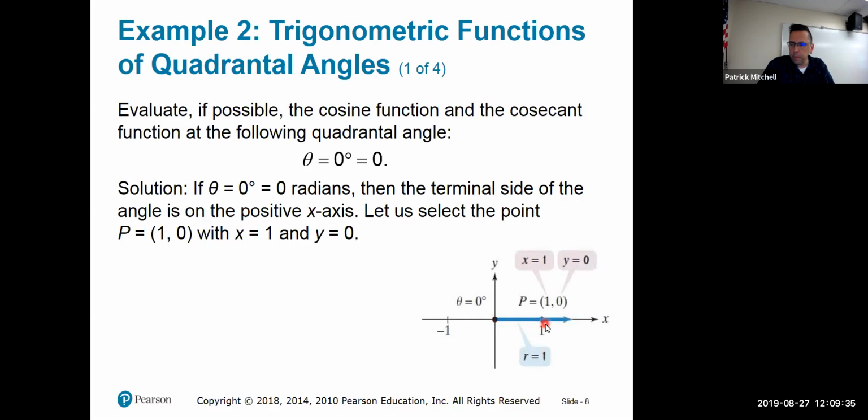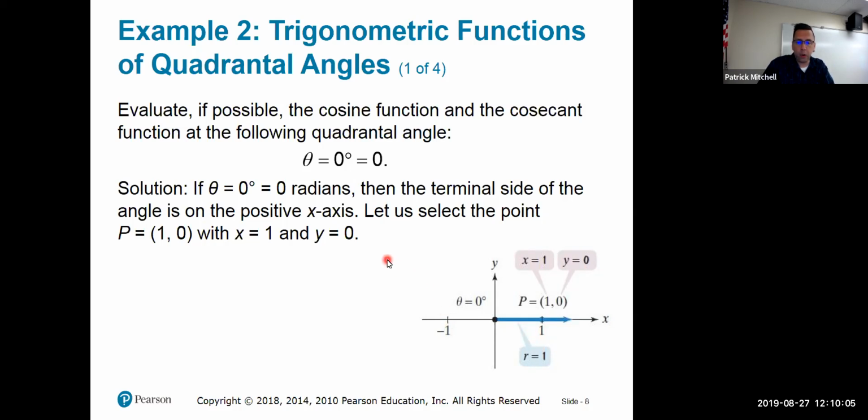And of course, the point (1, 0) is 1 unit away from the point (0, 0). If you really felt like you needed to, you could use the formula r equals the square root of x squared plus y squared to figure that out, but you probably don't need that, right? It's obvious that's 1 unit away. So I have x is 1, y is 0, r is 1, and those three things are all I need to evaluate any of my trigonometric functions.